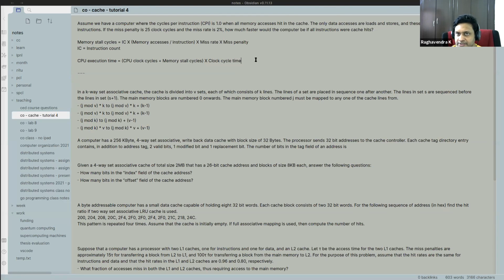So can you do this and see what you will get? You have to assume the memory accesses per instruction. If you are enabling a cache, it also goes through the cache.